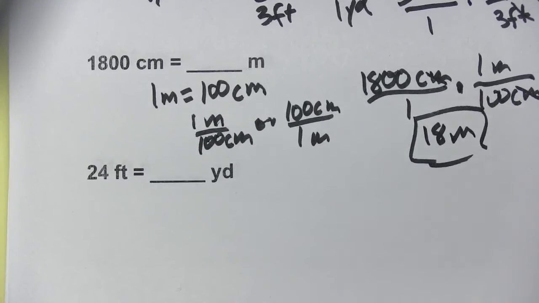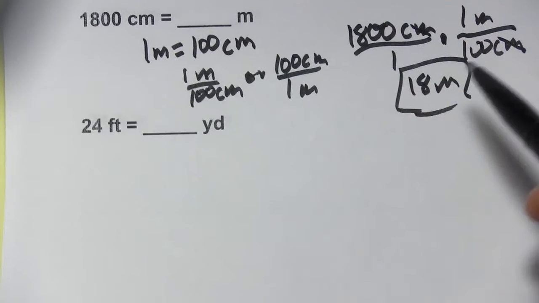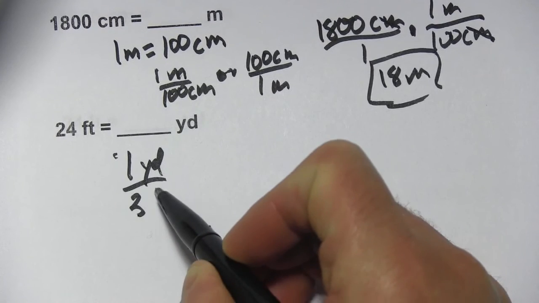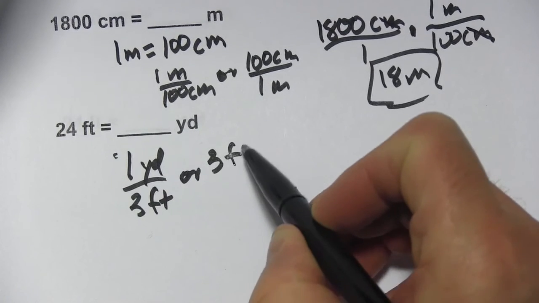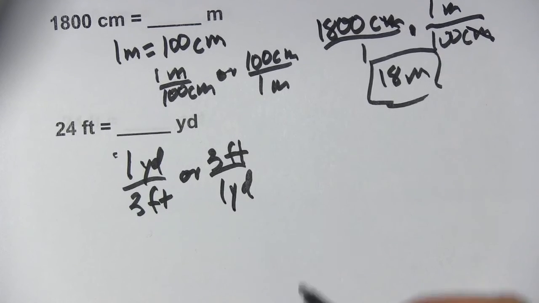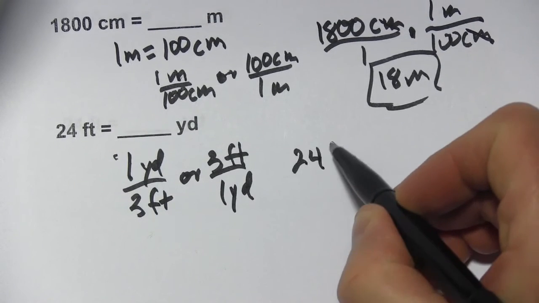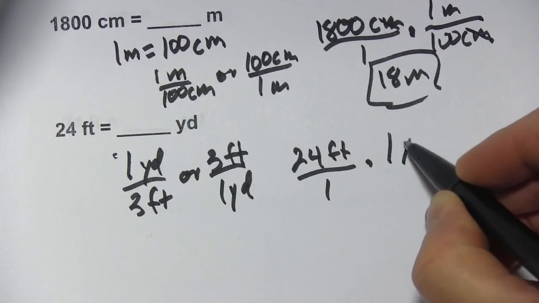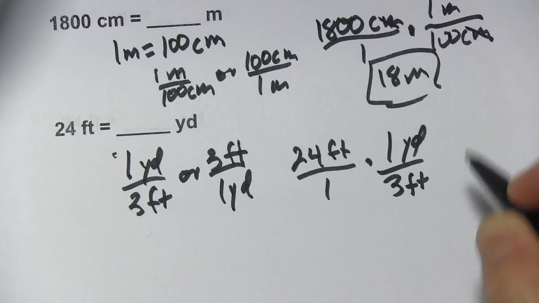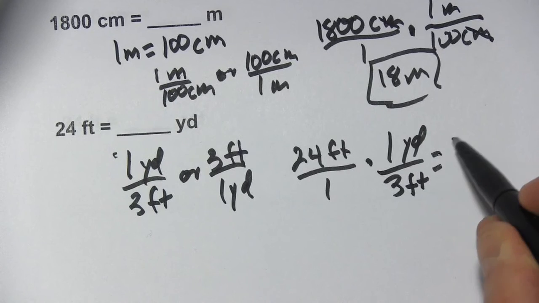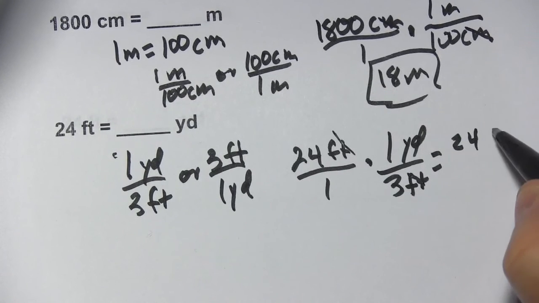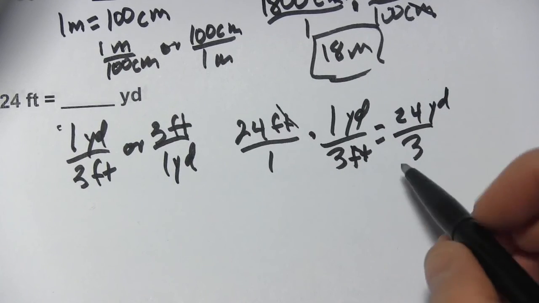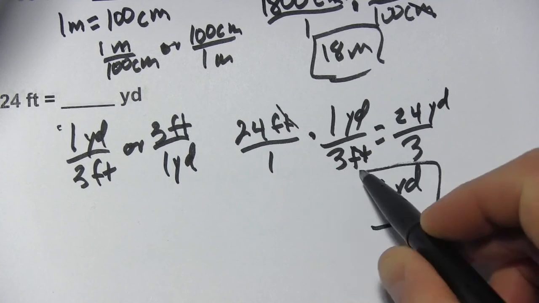Okay, last one. We've got 24 feet, and how many yards is that? So there is 1 yard per 3 feet, or 3 feet per 1 yard. We start with feet, so 24 feet over 1 times, and we'll choose the one with the feet on the bottom, so that's 1 yard per 3 feet. And we multiply across the top, we get 24. The feet are canceling, so this will end up being in yards. And 1 times 3 is 3. So this is 24 divided by 3, or 8 yards.